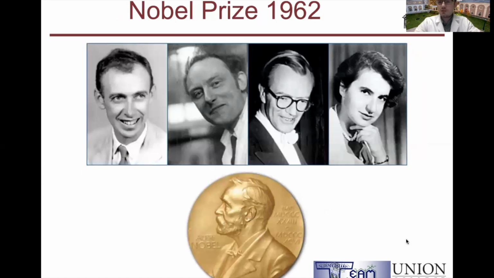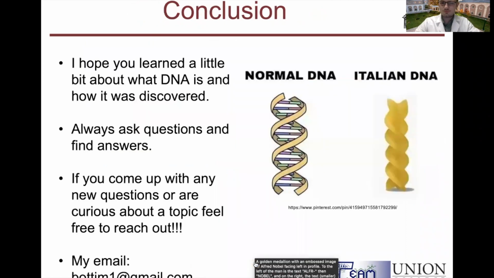In 1962, James Watson, Francis Crick, and this guy, Maurice Wilkins, were awarded the Nobel Prize for their discovery of DNA. Unfortunately, because Rosalind Franklin did X-ray crystallography, she was exposed to a lot of radiation, and from that she developed cancer and passed away before they were able to be awarded the Nobel Prize. And the Nobel Prize can't be awarded after you pass away. So these three guys shared the Nobel Prize for the discovery of DNA in 1962.